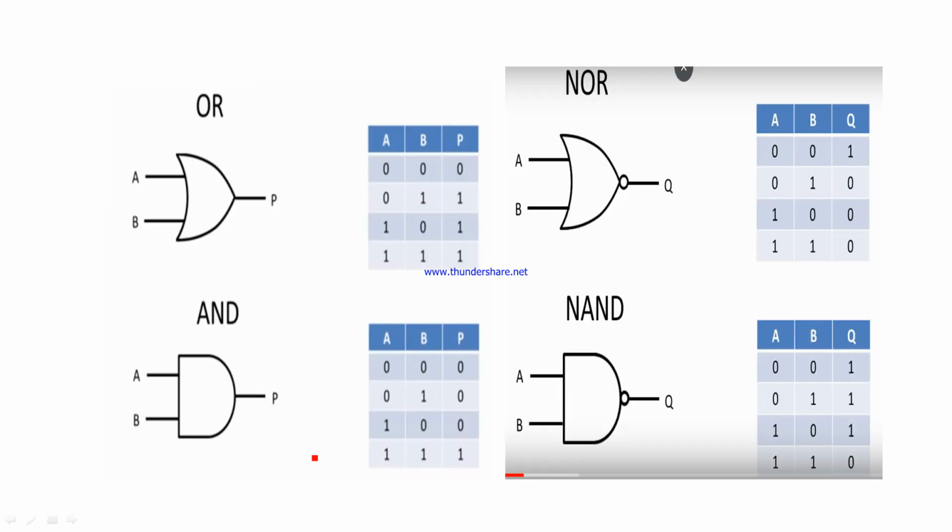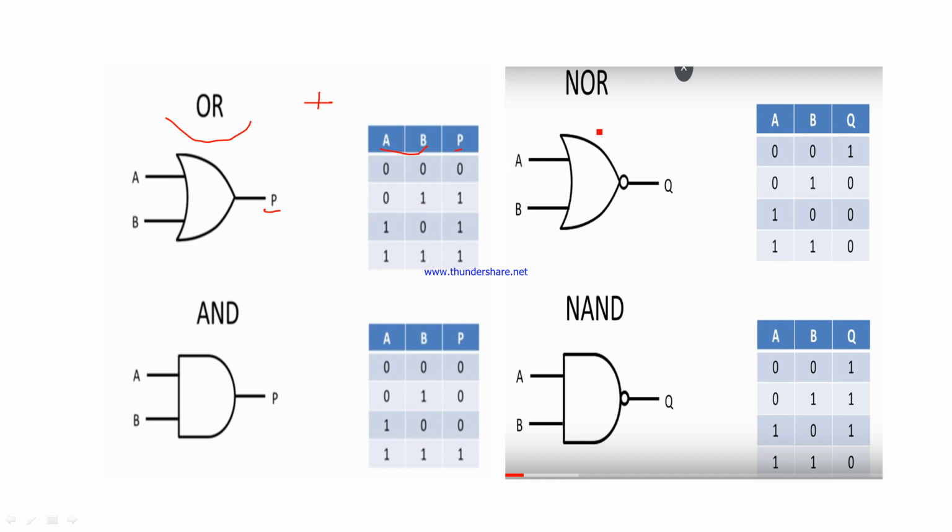Before we study the SR flip-flop, the student is supposed to know some basic logic gates. Which gates? The OR gate. OR gate means addition. So we are adding A and B. Let's say the output is P. When we add A and B, this is what we get: 0 plus 0 is 0, 0 plus 1 is 1, 1 plus 0 is 1, 1 plus 1 is 1.